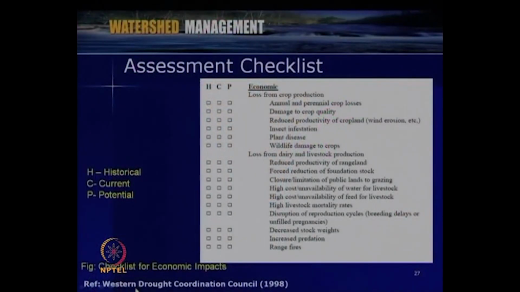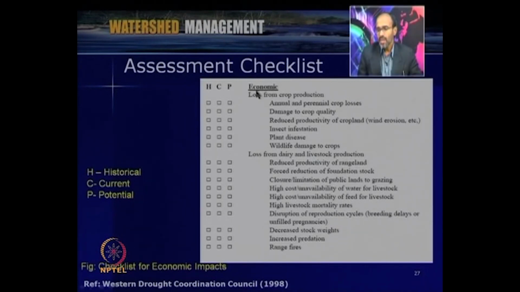So, say for example, these checklists are taken from the Western Drought Coordination Council of the United States. Here they have put economic assessments. So, the checklist for economic impacts, like loss from crop production, various columns are there, then loss from dairy and livestock production. The columns are given like what is the historical situation, what is the current situation, then what is the potential drought situation. So, we can give ranks for each of these, and then see whether the area is historically a drought prone area, or a current drought is there, or the area is potentially drought prone.